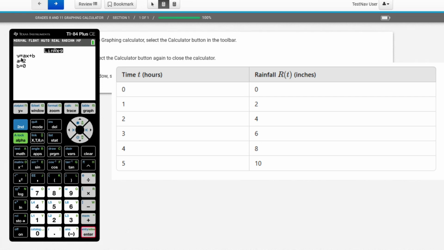This shouldn't come as a surprise that based off of the numbers, we have y equals 2x, or I guess technically in this case, R of t equals 2t. But if I go to y equals, there's my equation waiting for me. And that's why we do this process. Now it wants me to find out R of 9. So an easy way of doing this is going to Second, Table, scroll down to 9, and that gets me 18.